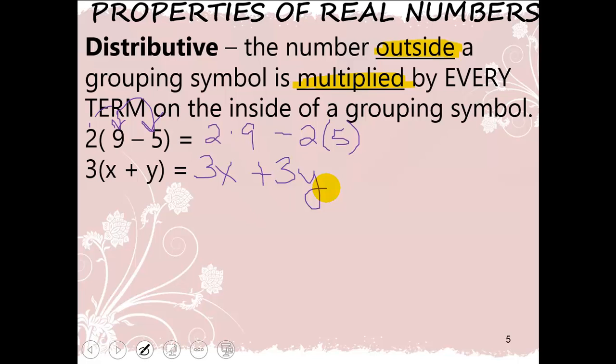That's the distributive property. Look at what we've done. We've multiplied the number on the outside by every number on the inside, or every term on the inside, because in this example, we don't have numbers, we have letters on the inside.